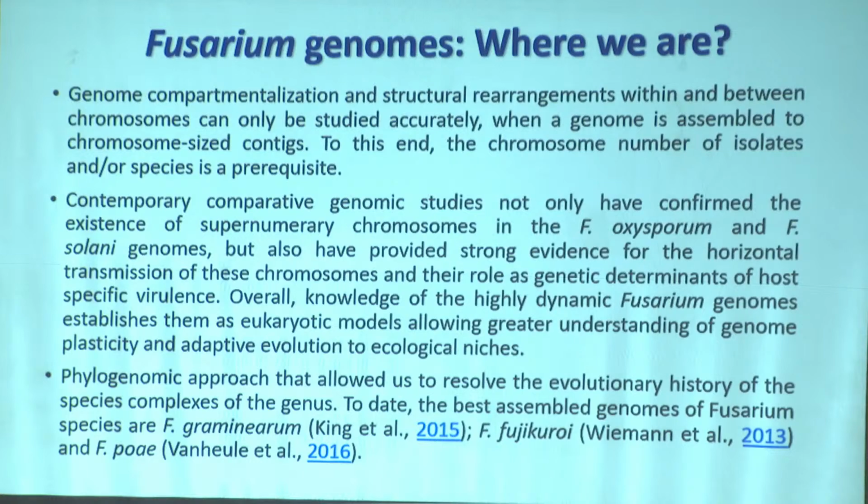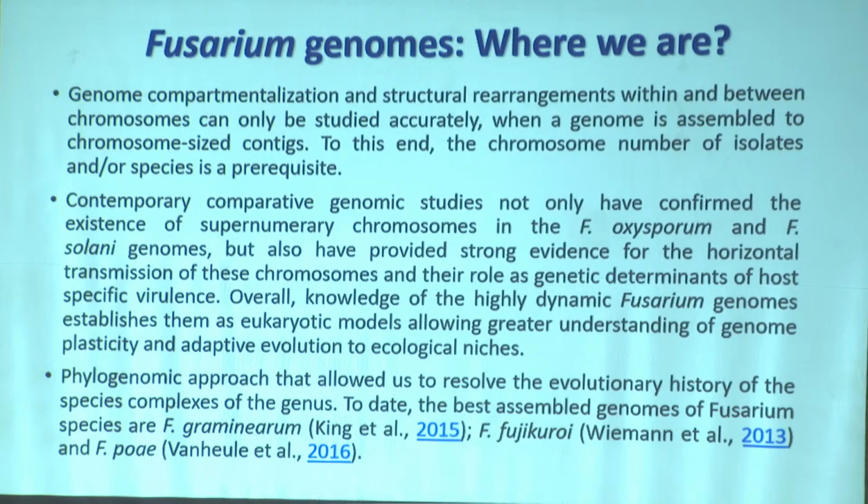Through Fusarium genomes, this is a glimpse of what we could understand. First, genome compartmentalization is possible if you have a good sequence arranged at the chromosome level. Contemporary genomic studies have confirmed the existence of supernumerary chromosomes, the accessory chromosomes I am talking about, and have also provided strong evidence of horizontal transmission of genes. Phylogenomics allowed us to resolve many evolutionary relationships through these genomic studies.